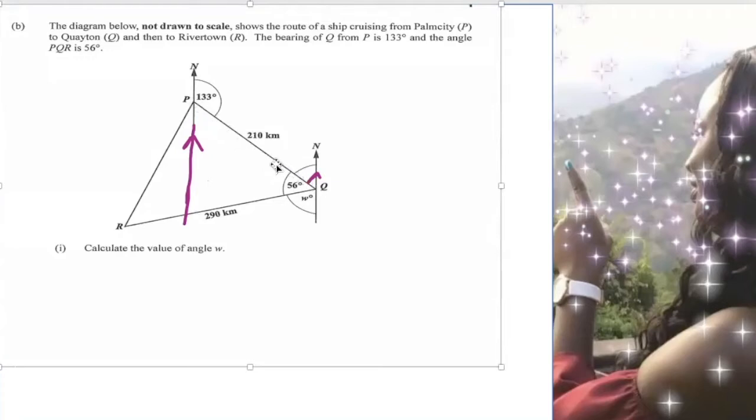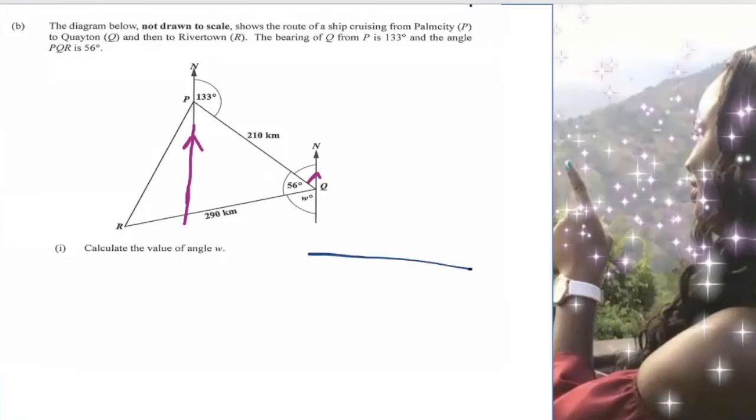Now, why is it that I need to know this information? We need W. And if I say it is a transversal line, I'm just going to draw what I have here. So these are the two North Poles. And the transversal line is the line PQ. So this is a transversal line. What we know is from the North Pole to the line is 133 degrees. We also know from previous knowledge that angles on a straight line add up to give you 180.